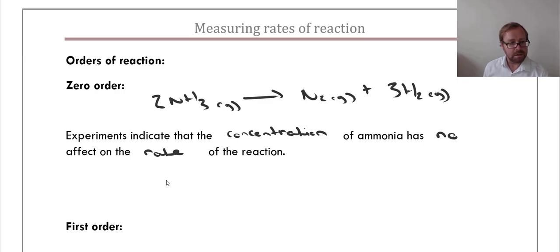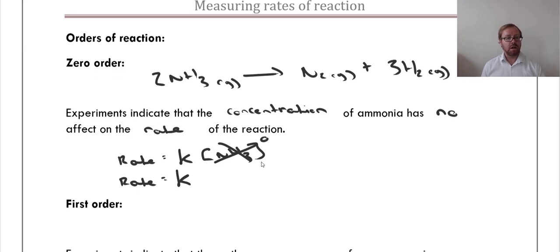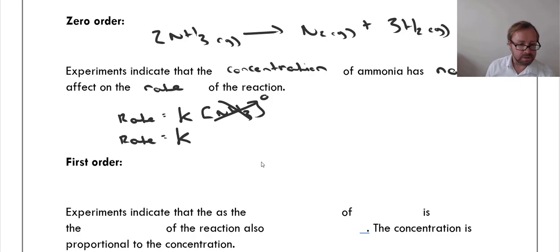So that means that my rate equation, remember, would have to have k, and technically it would look like this, ammonia with a 0 up here. Well, that means that I can just remove my ammonia. So my rate equation for a zero order reaction would be rate equals k. For a first order reaction, we'll do another example.